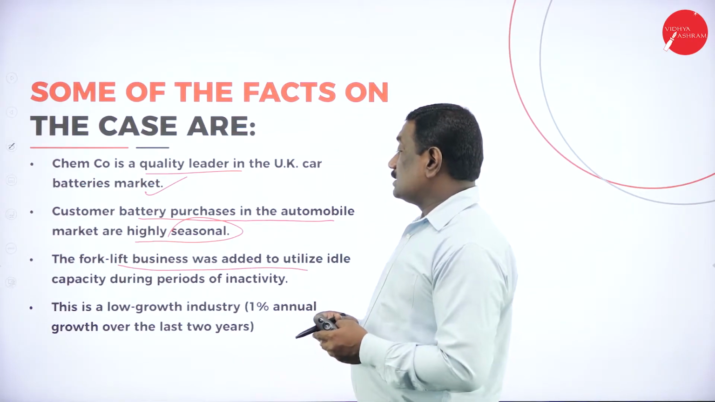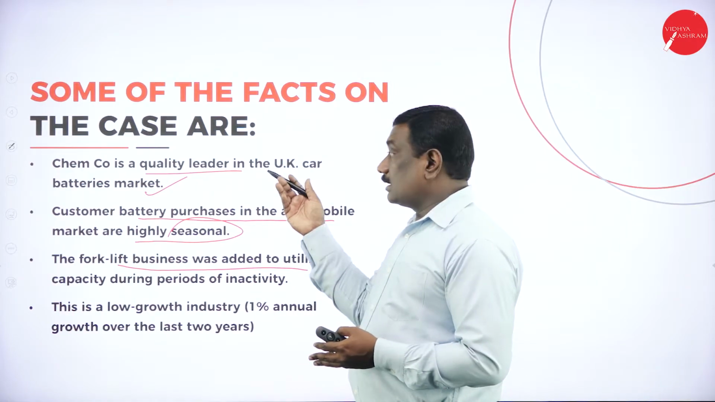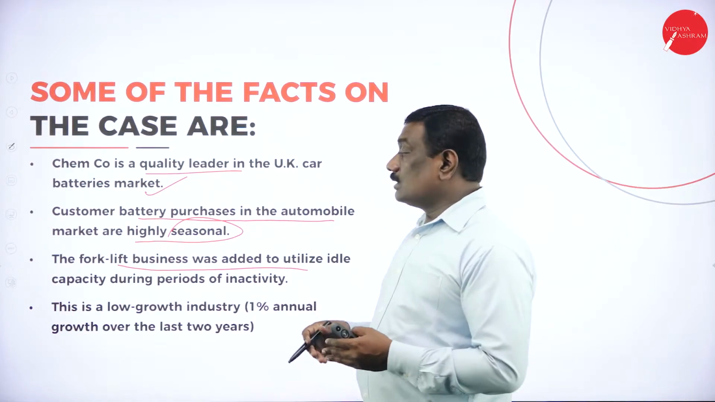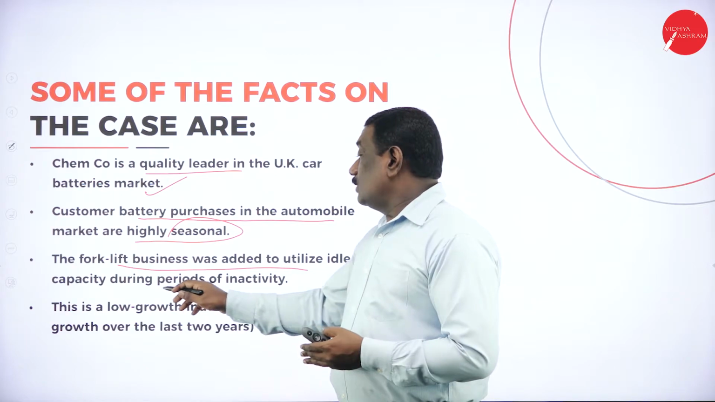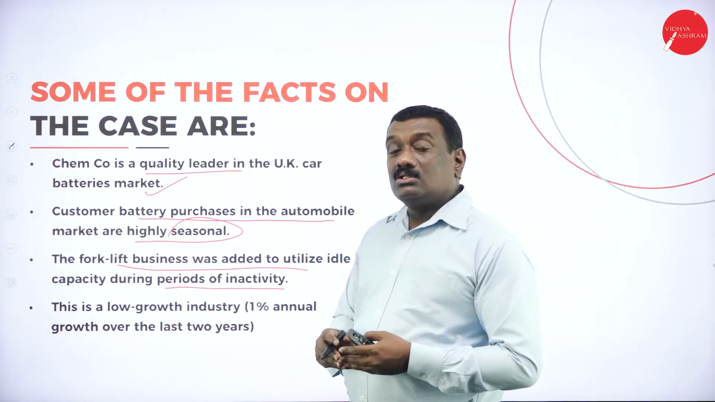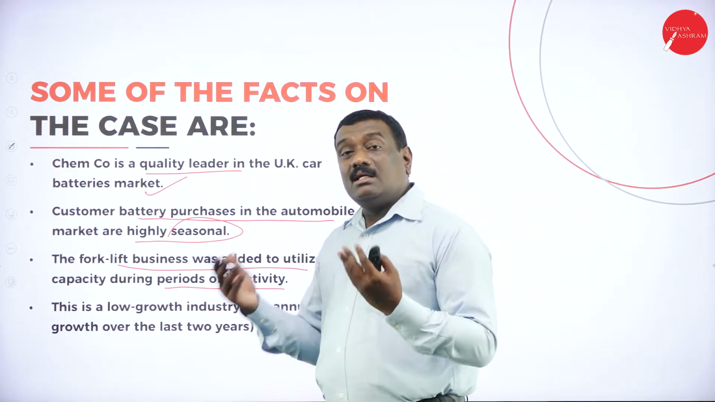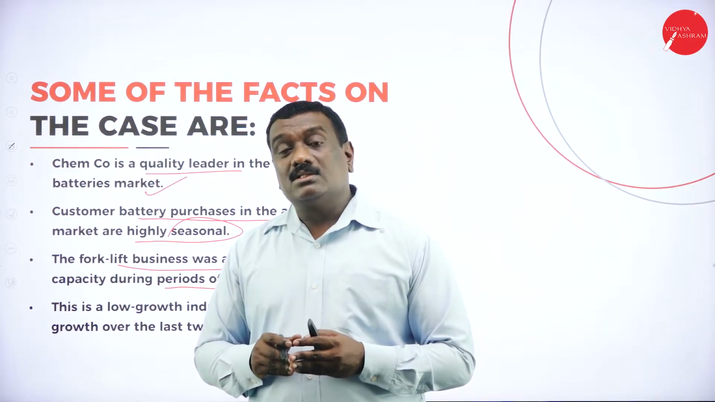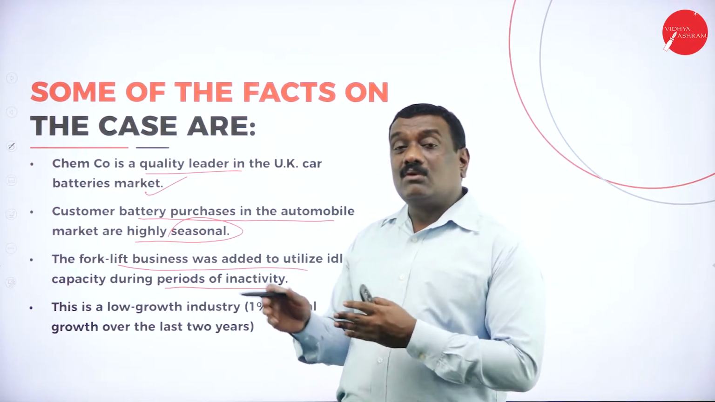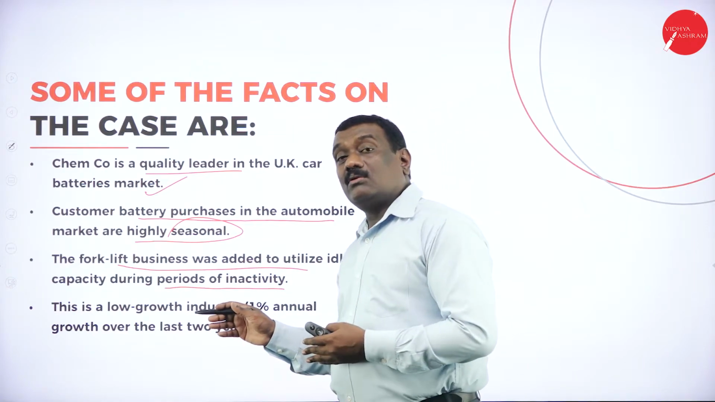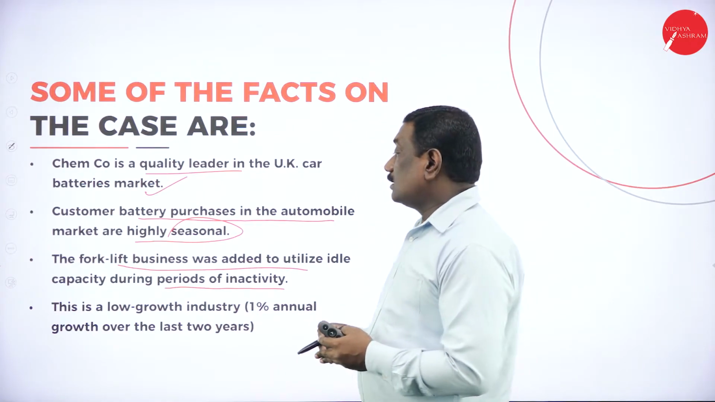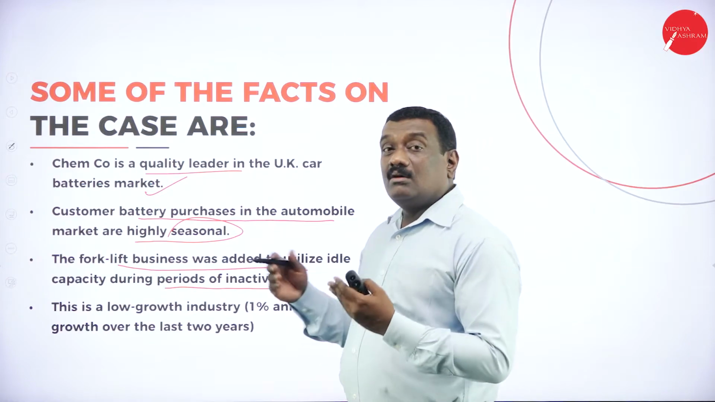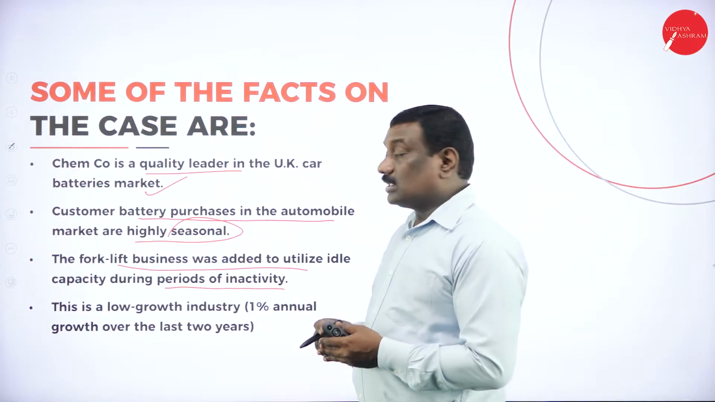Then the forklift business was added to the Chemco business in order to utilize the idle capacity during the periods of inactivity. During the period of inactivity there is nothing to be done, so why should we be idle? So they wanted to do some activity, and they started the truck forklift business, manufacturing batteries for trucks.